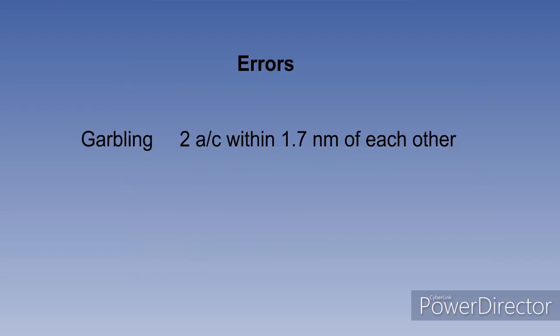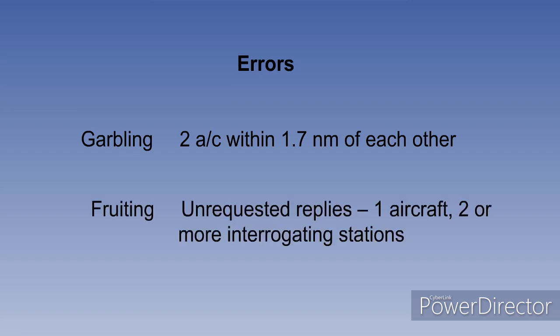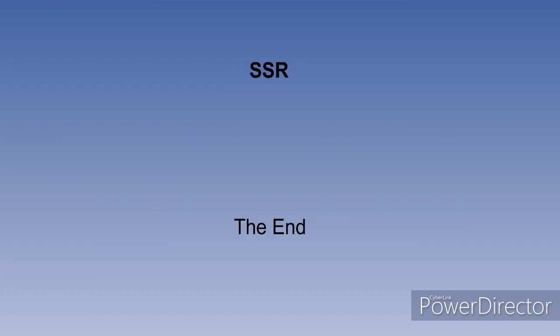One problem associated with SSR is garbling. It occurs if two transponding aircraft are within 1.7 nautical miles of each other. The other is fruiting. This is caused by unrequested replies triggered by a second ground interrogator. This completes the lesson on SSR. The next lesson shows how Mode Sierra overcomes some of these limitations.